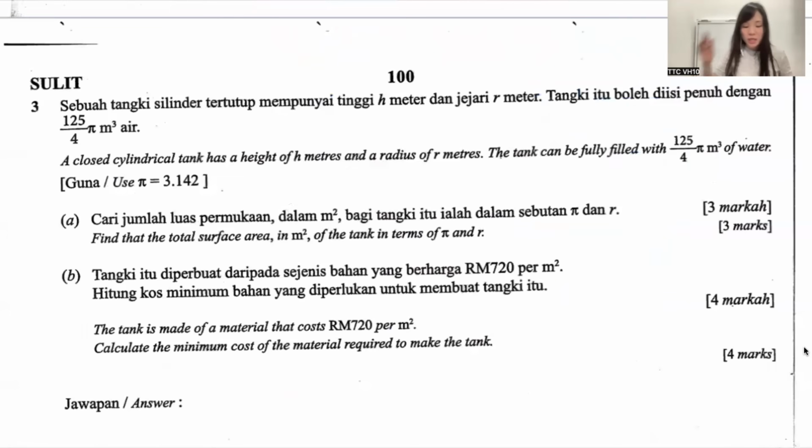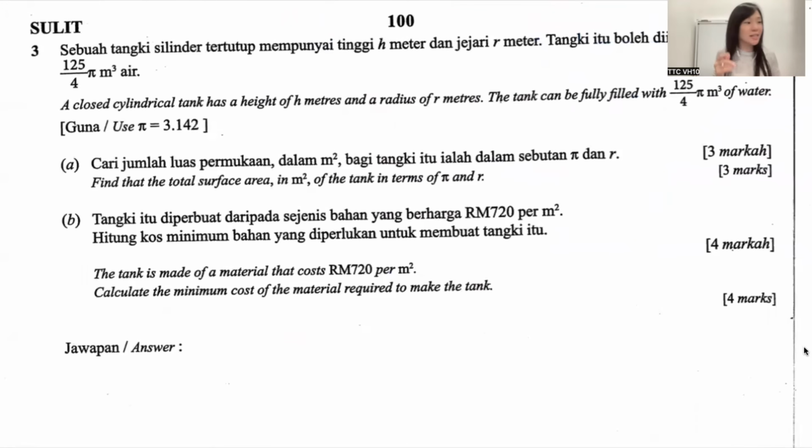Question 3, they say a closed cylindrical tank. Do you know what cylindrical or cylinder shape is? Let me draw it for you, just in case you don't understand. This is how a cylinder shape looks. A closed one, there's a cover. It has a height of h meters. The radius is r meters. That's what they say.